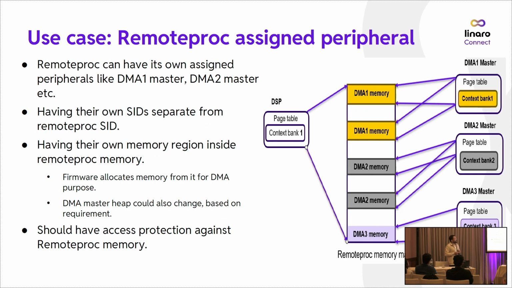We are thinking of a solution for how it could be addressed. As I said, this does not have access to that limited memory. For example, DMA master 1 can access these DMA memories, and DMA master 2 can access this one, but not the entire thing, because of security reasons and access protection. So it needs to access only those memories.